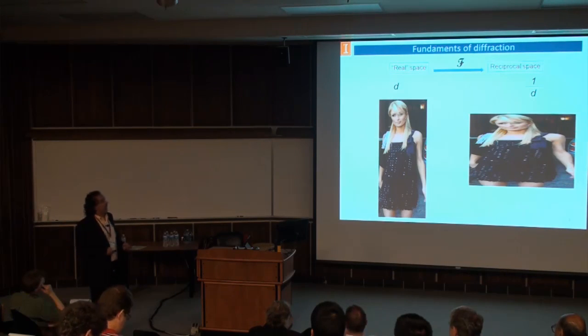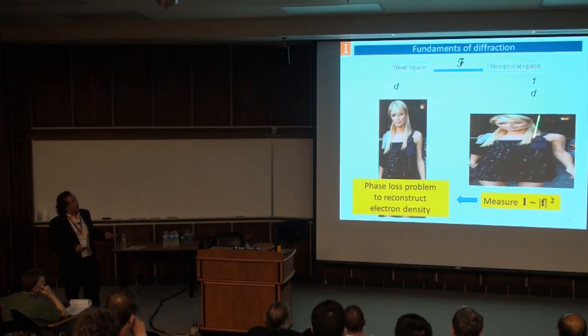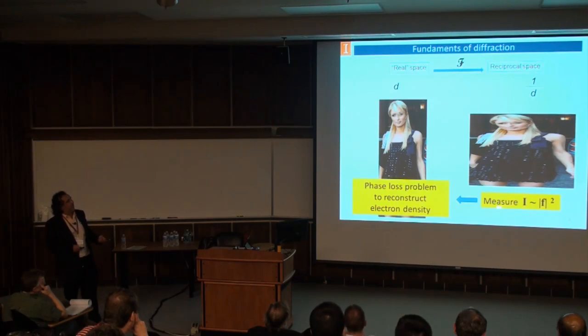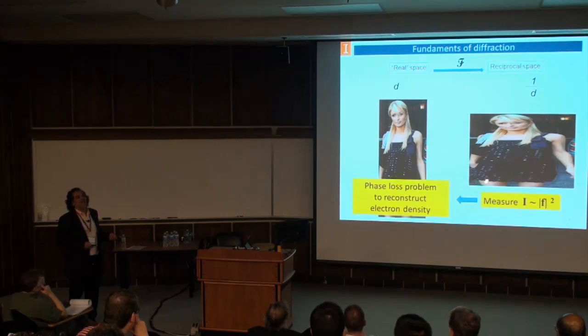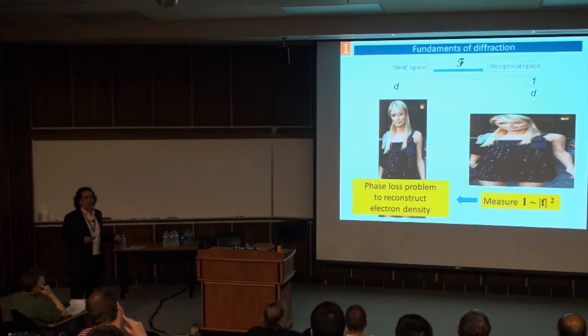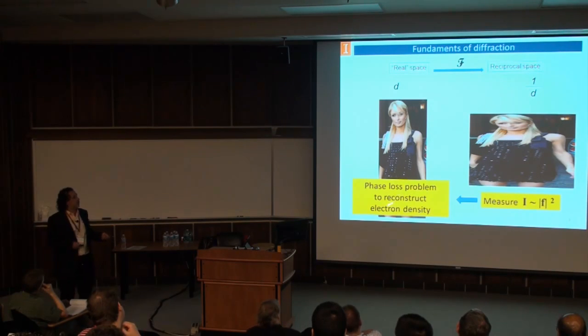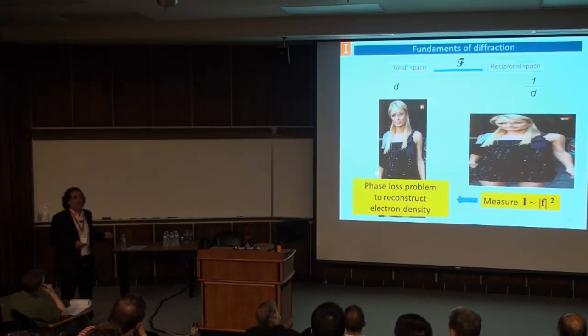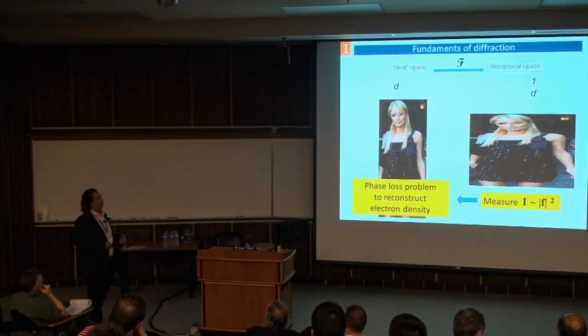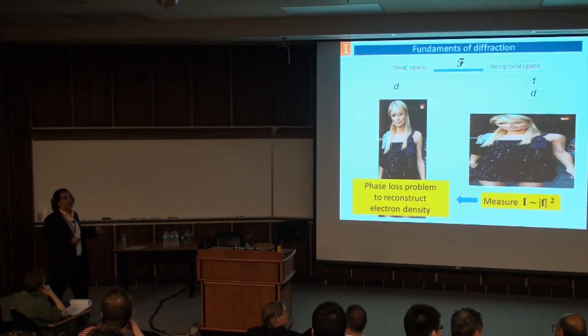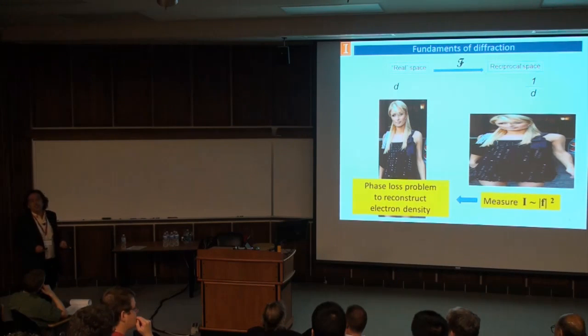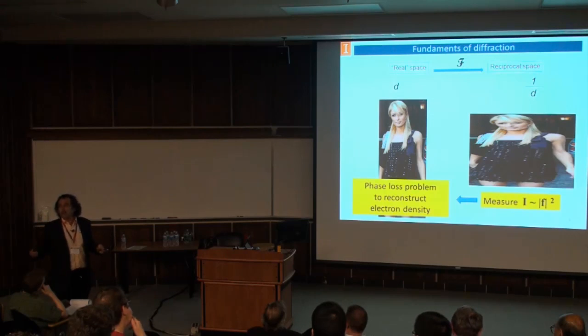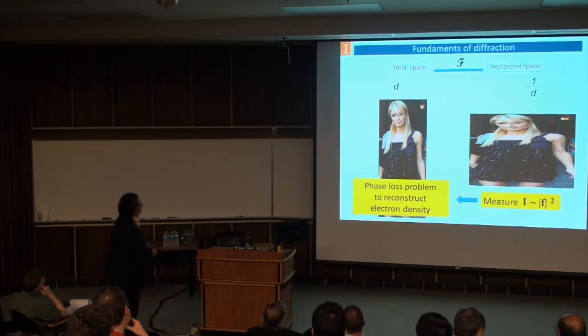Actually, the problem is more complicated because when you try to go from this space to the other one, you are measuring intensity, which is the square of the function. So you actually lose the phase information. This is the phase loss problem in diffraction. You cannot reconstruct the electron density to get the Paris Hilton right away. There are methods that you can work on that. But what we learned from this overhead here: do not look for Paris Hilton in the reciprocal space. She will not look very good, so it's better to look in the direct space.